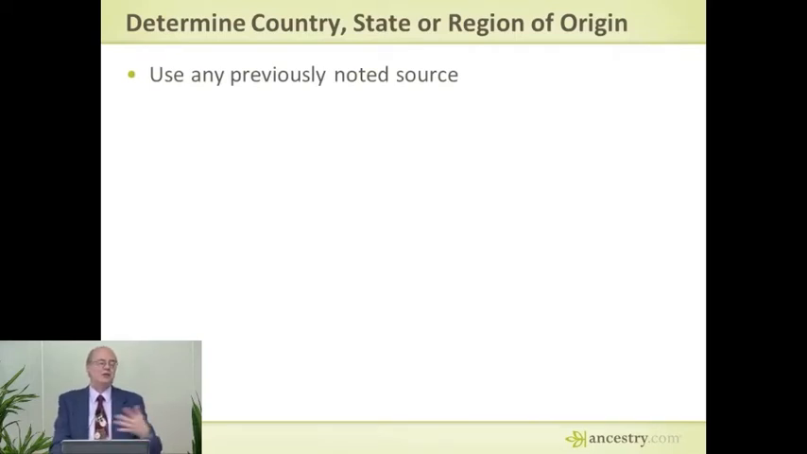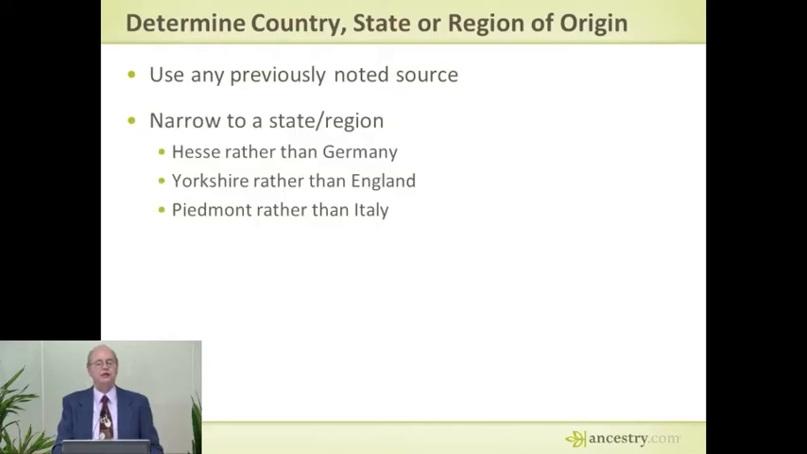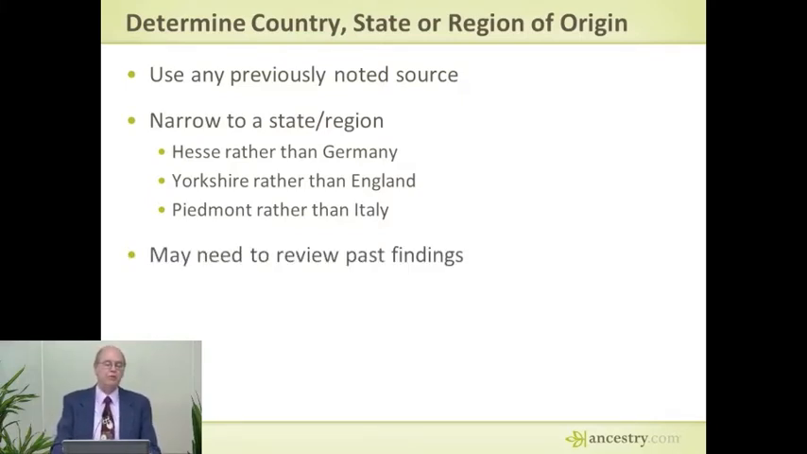Now, to that end, you can use any of the previously noted sources. Maybe that 1860 census didn't say where they were from in Germany, but it did say that they came from the German state of Baden. That's an important piece of information to gather. In the course of this process, try to narrow down as much as you can about that immigrant. It's much better to know they came from Hesse than Germany, or Yorkshire than England, or the Piedmont rather than Italy.